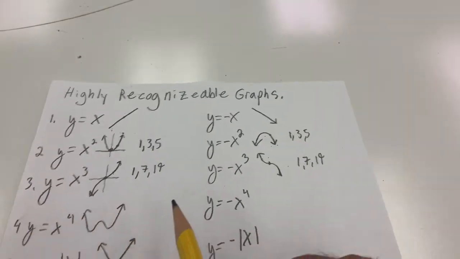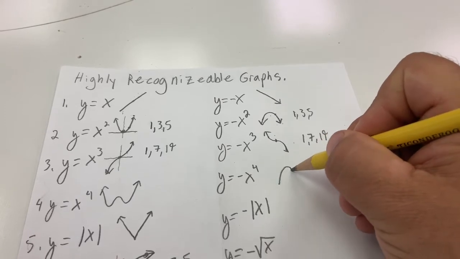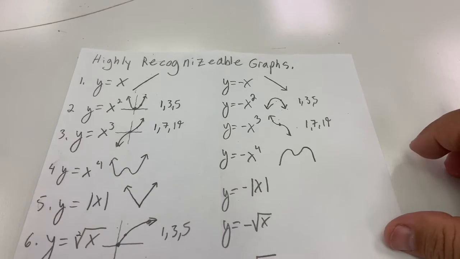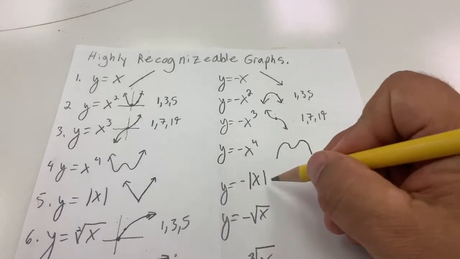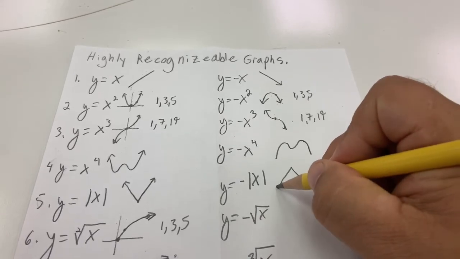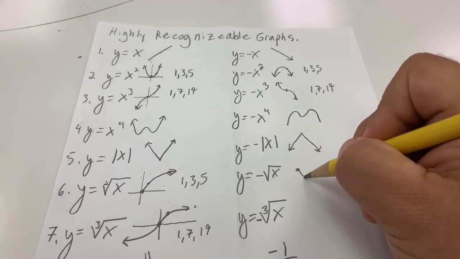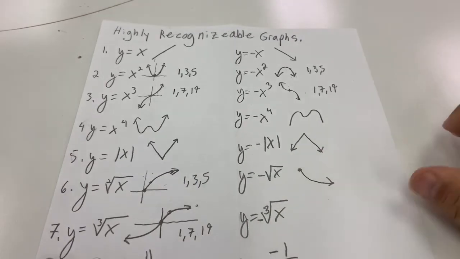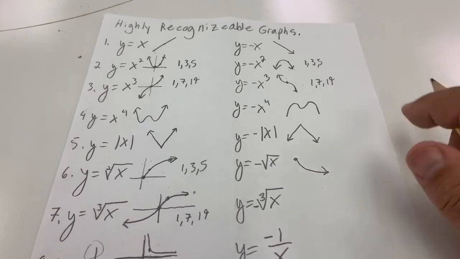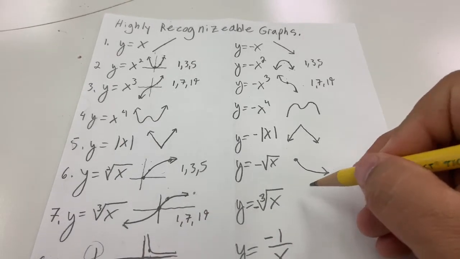of points. If x to the 4th looks like a big W, negative x to the 4th is going to look like a big M. Write this down. You want to have these at your disposal. Absolute value is a V, but negative absolute value is an upside down V. Square root is an out route, negative square root. That's an out route for the other team. If you're playing defense, it goes the other way. Cube root, negative cube root.